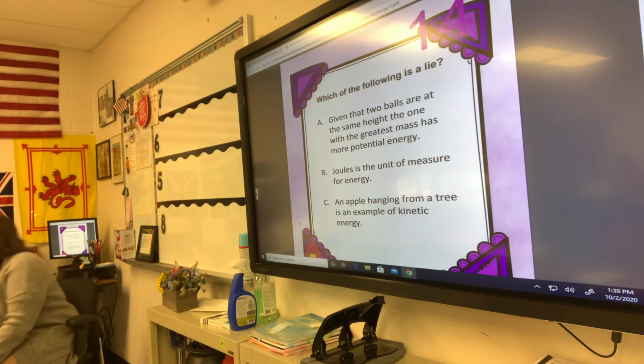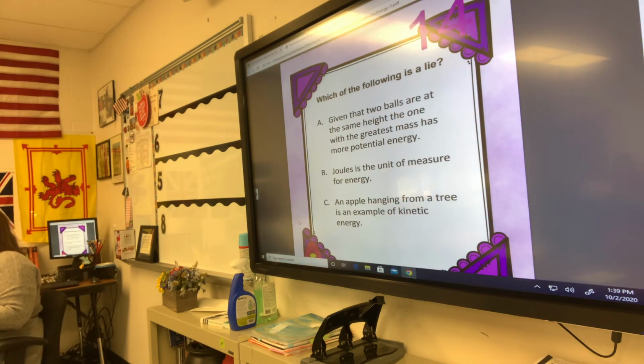Alright, number 14. Did you guys get number 13 down? Yeah? Okay. Number 14. Which of the following is a lie? A, given that two balls are at the same height, the one with the greatest mass has more potential energy. B, joules is the unit of measure for energy. That's like the same one that we saw earlier, except worded different. C, apple hanging from a tree is an example of kinetic energy.